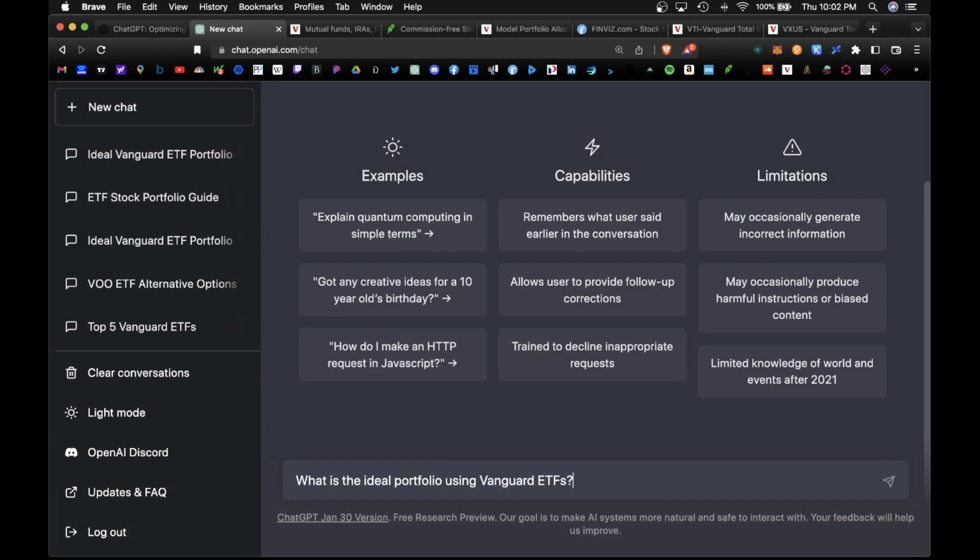So for this example, I'm going to ask questions tailored to a Vanguard account, being that Vanguard has the lowest fees, and you can also purchase Vanguard ETFs on other brokers such as Robinhood. So you're not tied down to Vanguard itself. Let's ask the first question: what is the ideal portfolio using Vanguard ETFs?